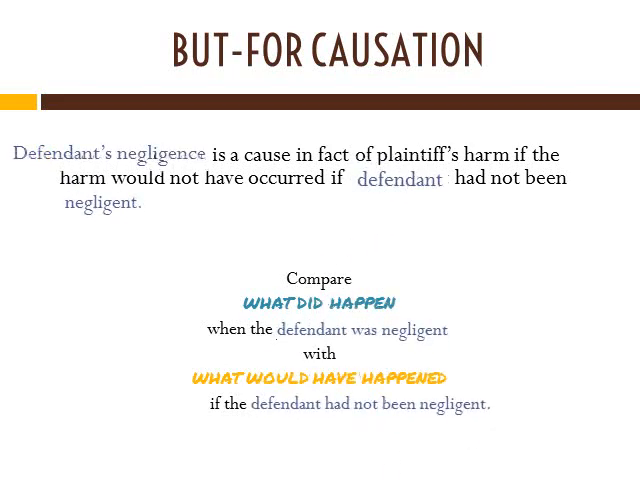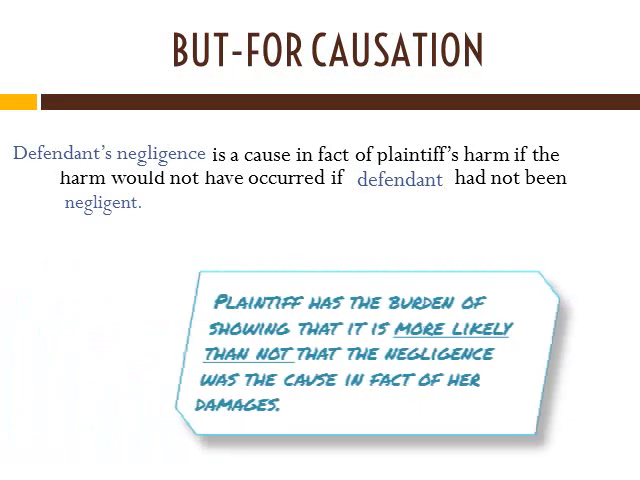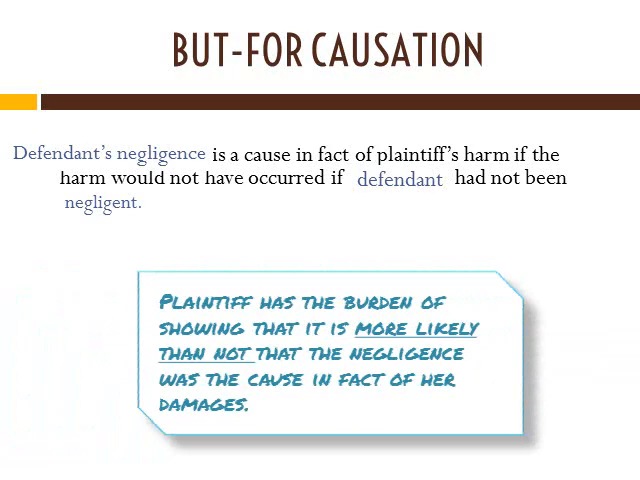What we're going to do with negligence is not much different. We're just going to say, okay, was defendant's negligence a cause and fact of plaintiff's harm? Essentially, we'll compare what did happen when the defendant was negligent with what would have happened if the defendant had not been negligent. And also, like in products liability, the standard is more likely than not. So plaintiff has the burden of showing that more likely than not, defendant's negligence was the cause and fact of her damages.